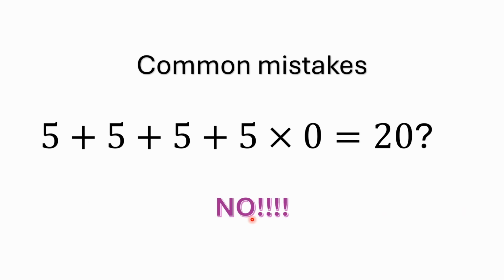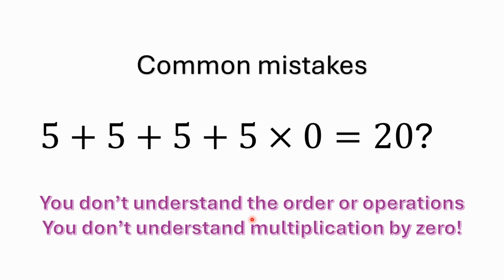Another common mistake, and this is probably even worse, is where people say the answer is 20. No, it's not 20. You're completely missing the multiplication here. When people say the answer is 20, they not only don't understand the order of operations, they also don't understand multiplication by 0. I see a lot of people make this claim: well, 0 times 5 is 0, but 5 times 0 still leaves me with 5. And that is not true.